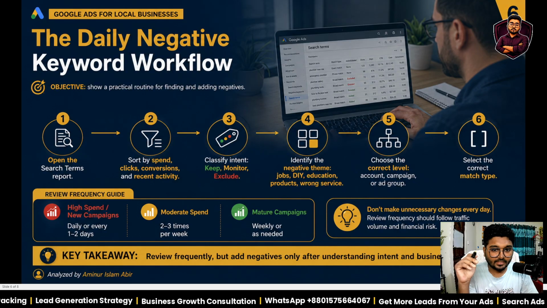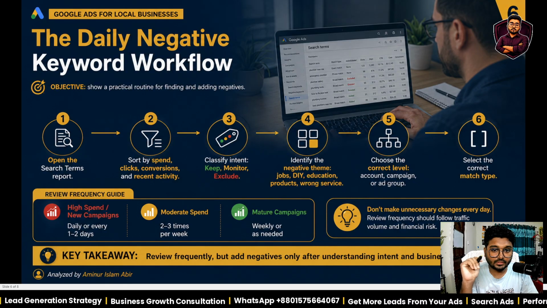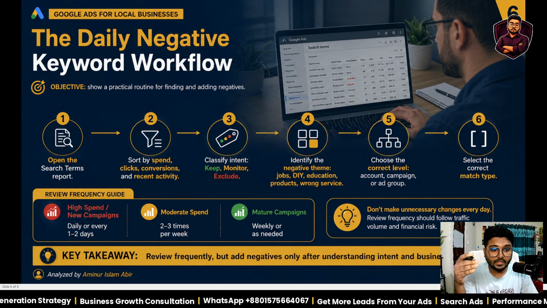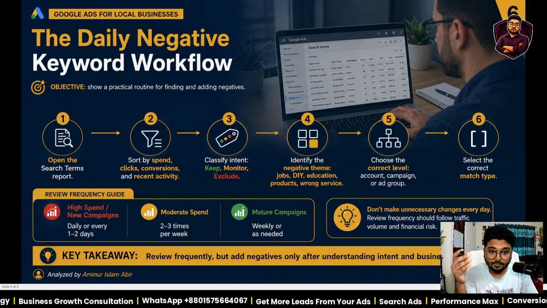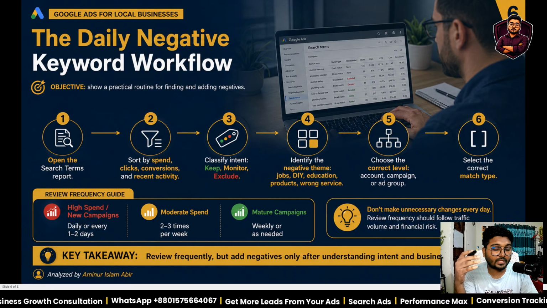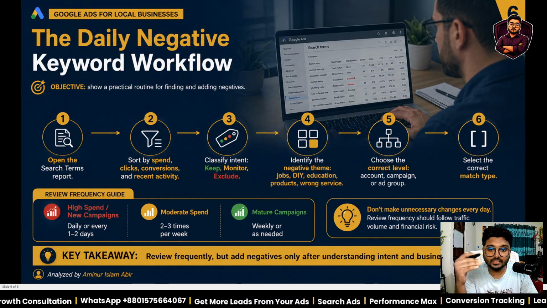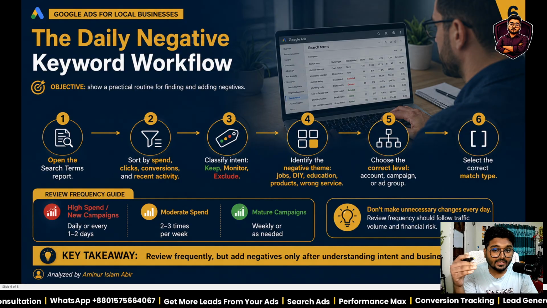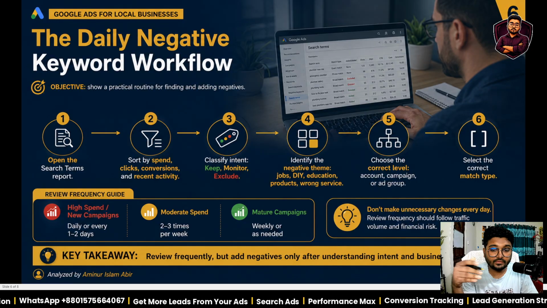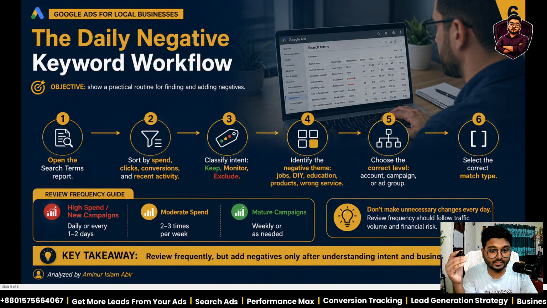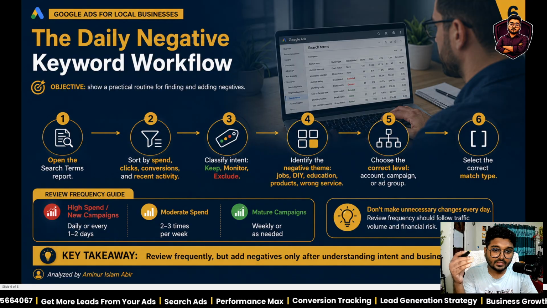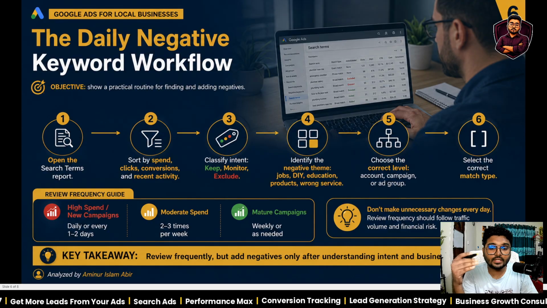The first step is to open the search term report. Give more attention to new campaigns, broad and fresh match traffic, high-spend campaigns, and campaigns that recently received a budget increase. The second step is to sort the report. Review terms by cost, clicks, conversions, qualified leads, and recent activity. High-cost relevant searches usually need quick action.